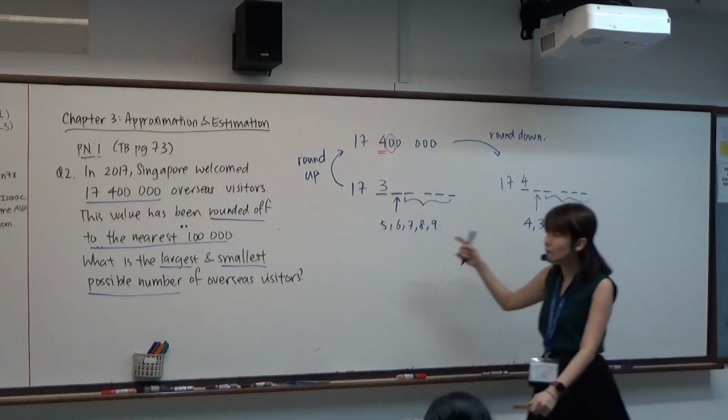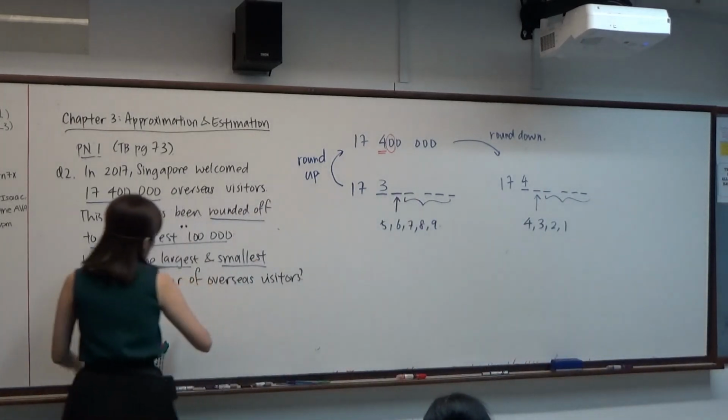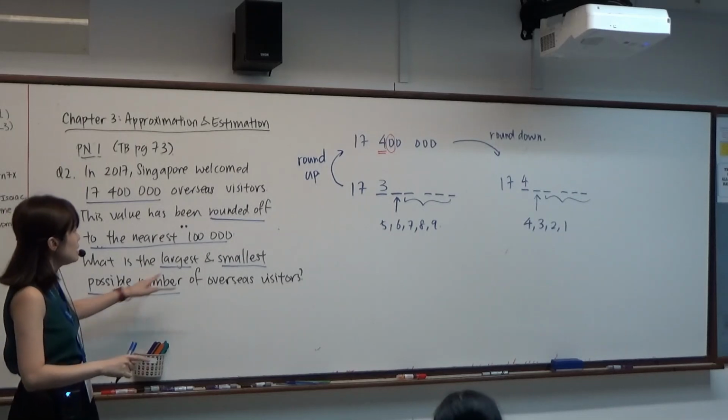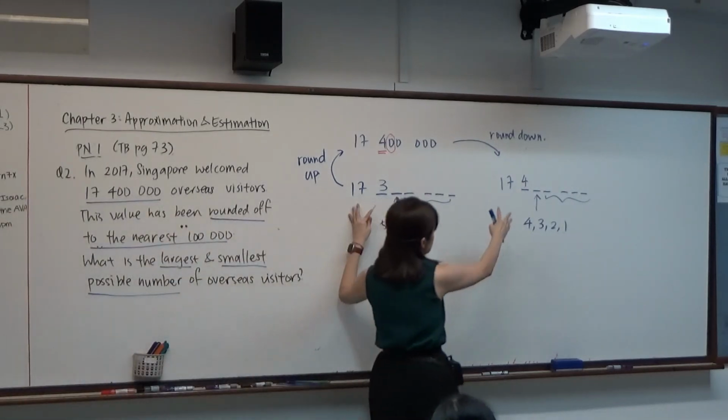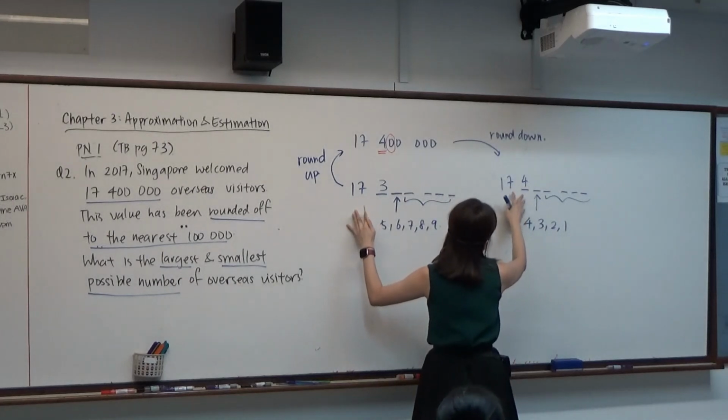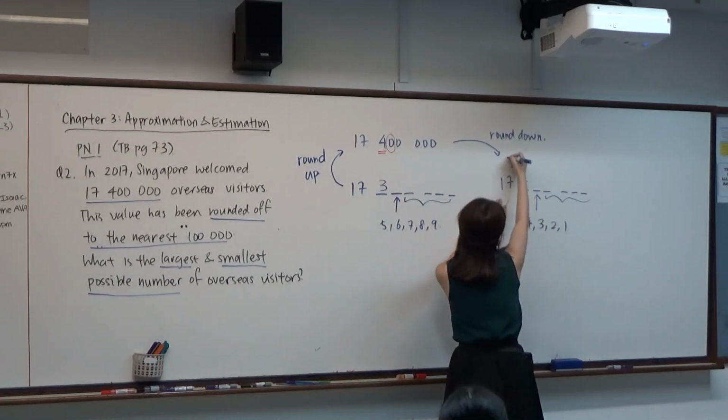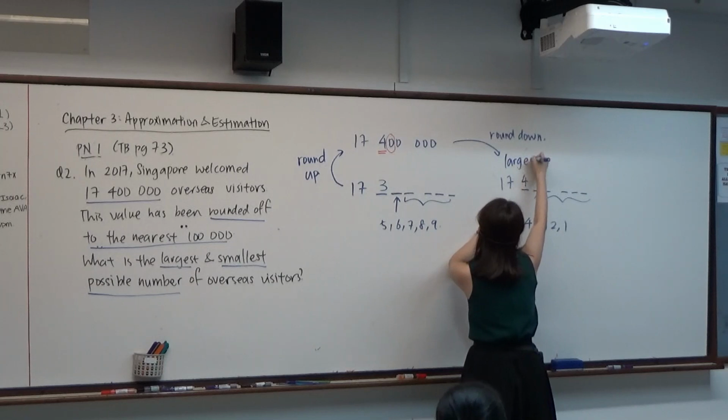Alright? Now we go back to answering the question. We want the largest possible and the smallest possible. Clearly, just by looking at these 3 digits itself, we know that the largest possible comes from rounding down.